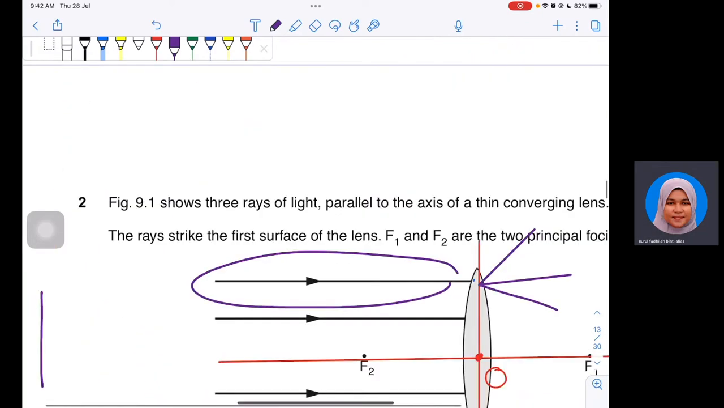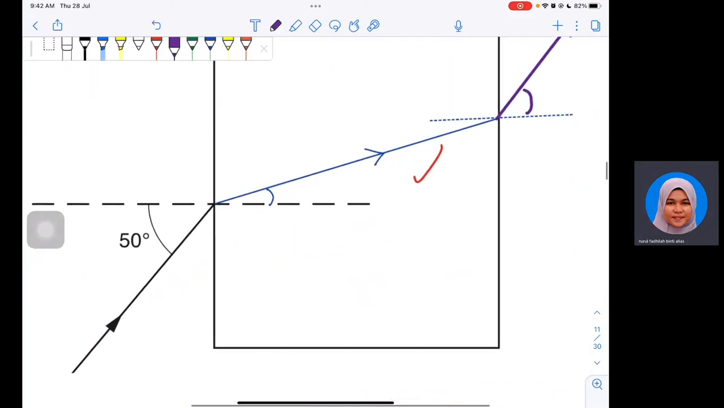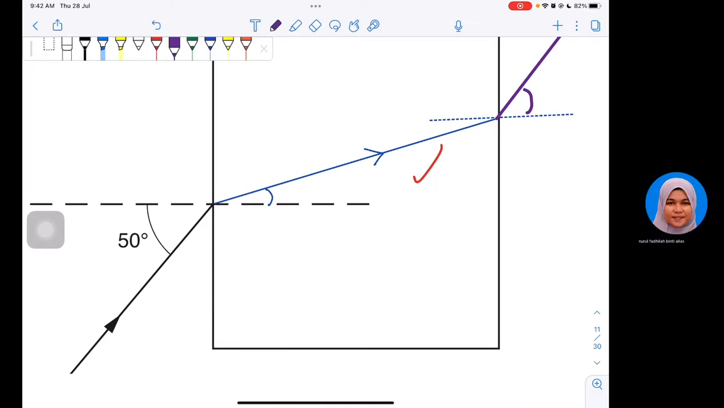Just now we did this. What phenomenon is this, Raib? Refraction. So when there is refraction, bending of light happens. Why does bending of light happen? Answer me. What was the answer just now? Why does bending of light happen? Because of change of speed. Good.